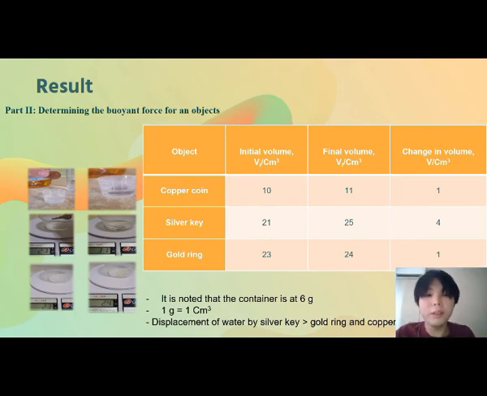To determine the buoyant force of the object, I will pass it to my teammate Elizabeth, who will also present on determining the buoyant force and finding the density of the mechanical fluid, which is the vinegar. Thank you. That's all for me.